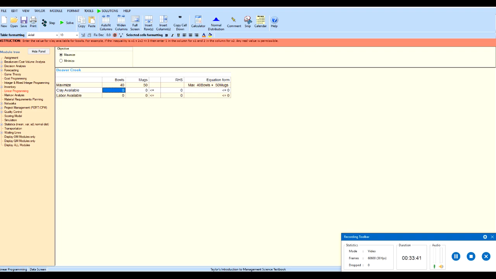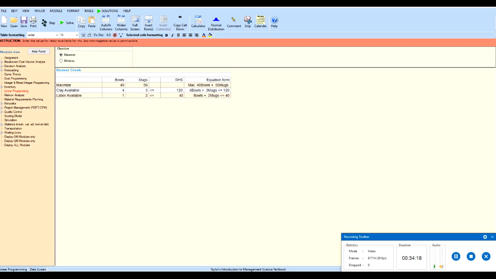We know that a bowl is 4 units of clay. A mug is 3 units of clay. So 4x1 plus 3x2 is less than or equal to 120. This is our constraint equation. 4x1 plus 3x2 is less than or equal to 120. Labor available, we have 1x1 plus 2x2 less than or equal to 40.